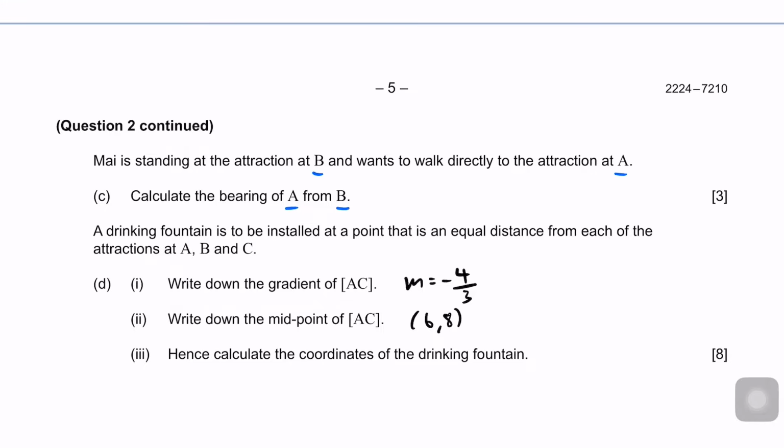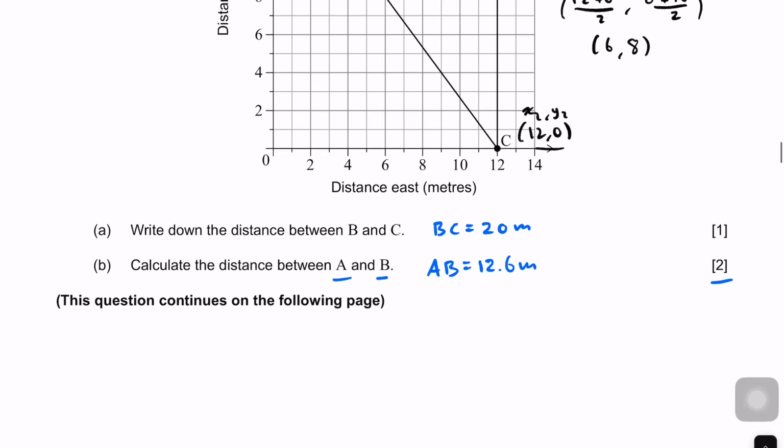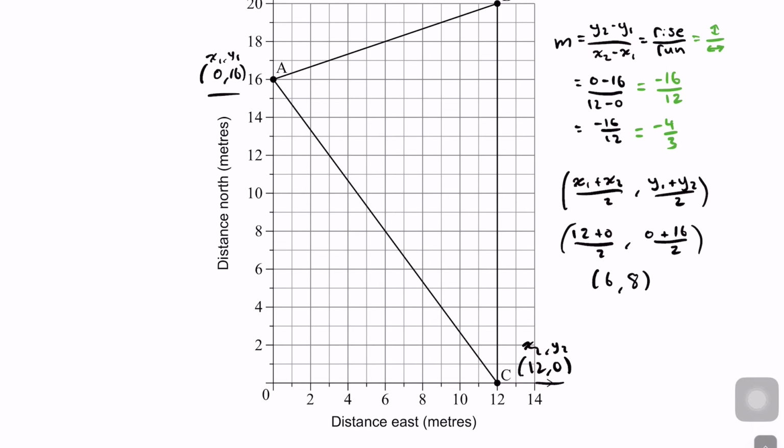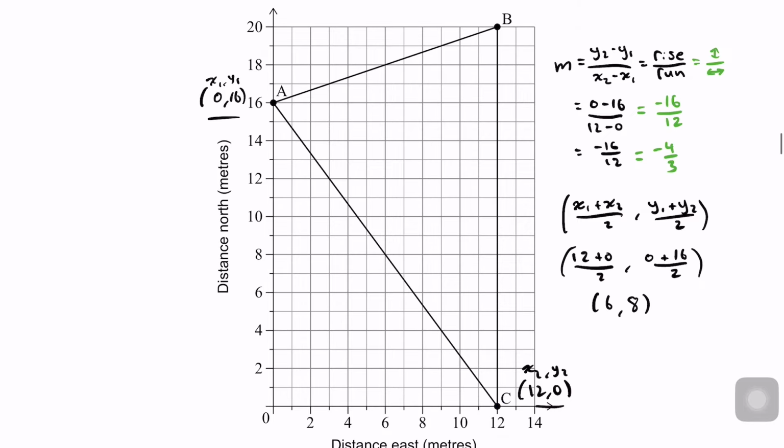Alright, last part, and this is the big one right here. Hence, calculate the coordinates of the drinking fountain. So for the drinking fountain, we wanted an equal distance from A, B, and C. They just asked us to find the midpoint between A and C, which is at (6, 8), right here. And they just asked us to find the gradient, or the slope, our rise over run, the direction that we head off into, though I don't know if that's a good way to describe it in this context exactly.